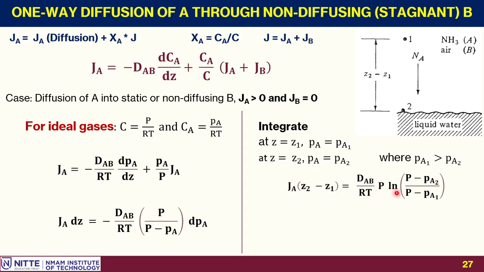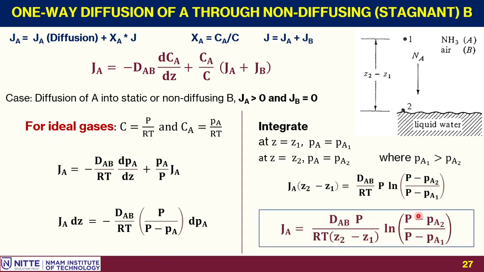DAB by RT, ln. So two terms you get here, right? 1 by P minus C, that is ln P minus PA. When you write it from PA1 to PA2, you get this term. So we can simplify that equation as the flux will be equal to DAB into P divided by RT delta Z ln of P minus PA2 by P minus PA1.